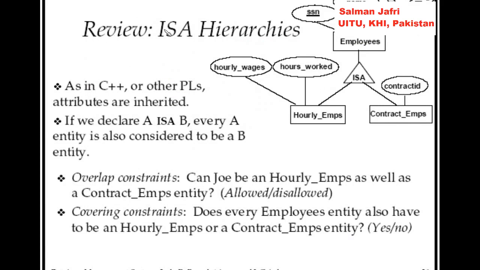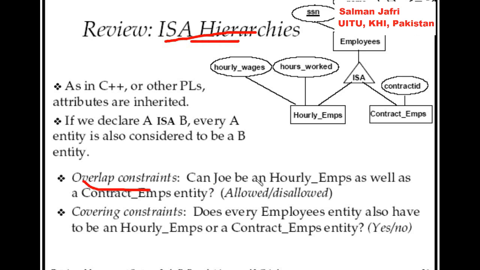Afterwards we will have the ISA hierarchies, right? In an ISA hierarchy, we discussed that an hourly employee is an employee, a contract employee is an employee, and we discussed how the attributes are inherited. Remember that discussion? If you don't remember, you can follow my earlier lecture 2 discussions.